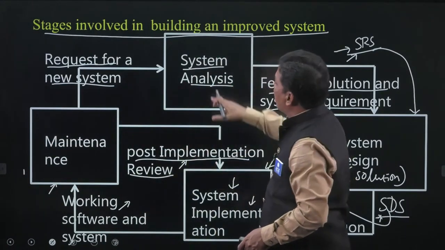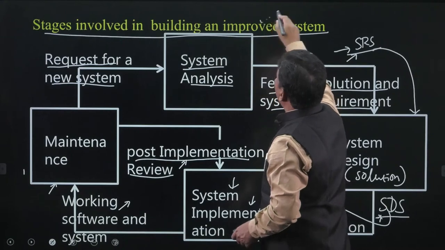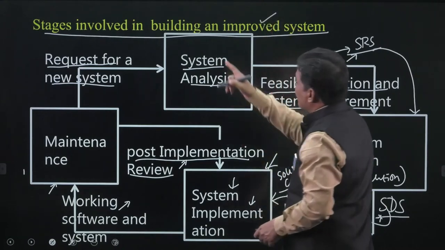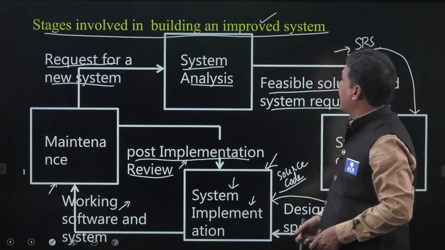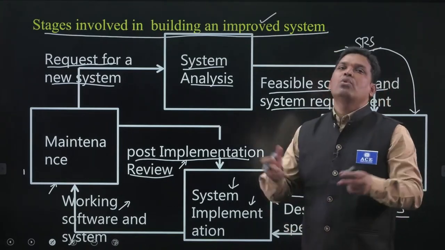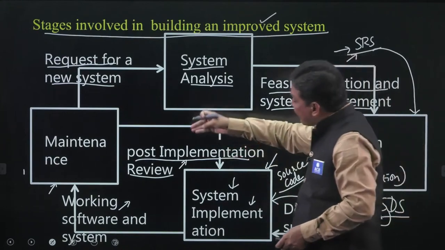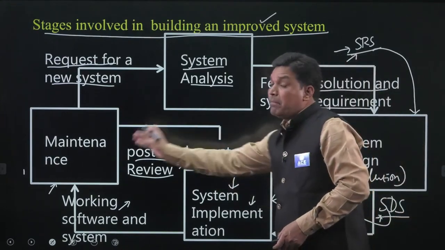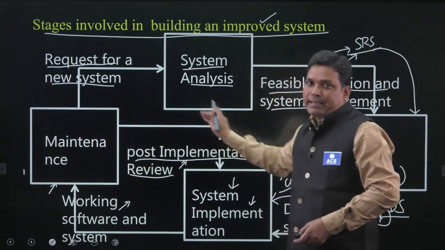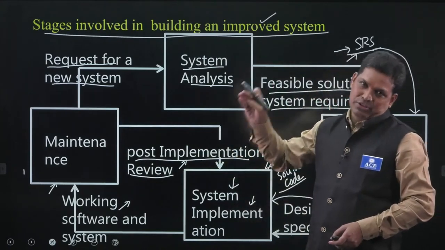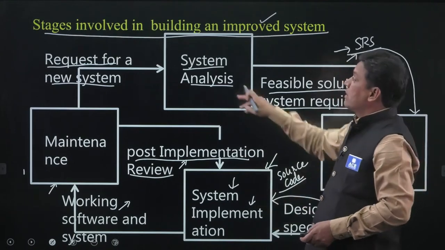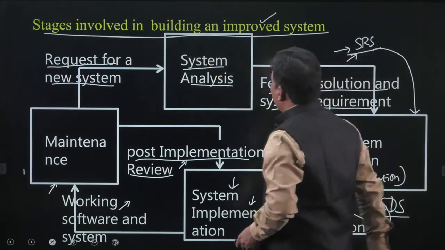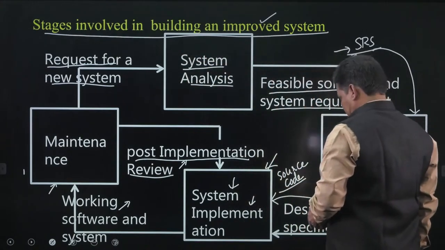So that is the importance of improving the system: the stages involved in building an improved system. How do we improve the system? By taking the feedback of the client periodically. The changes suggested or given by the client should be implemented. That is the importance of the stages involved in building an improved system.